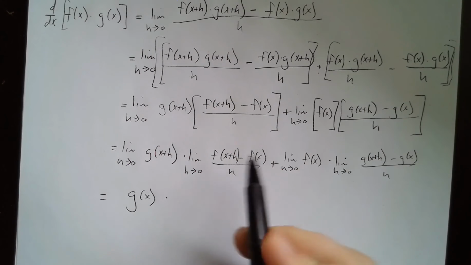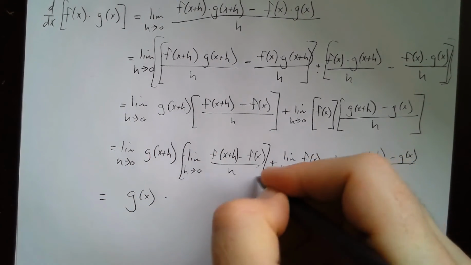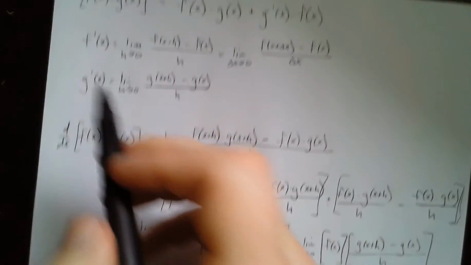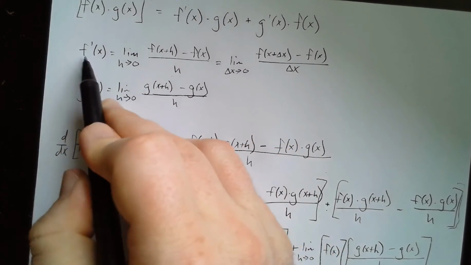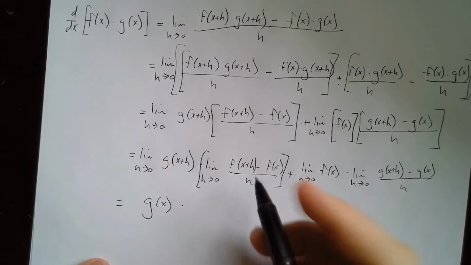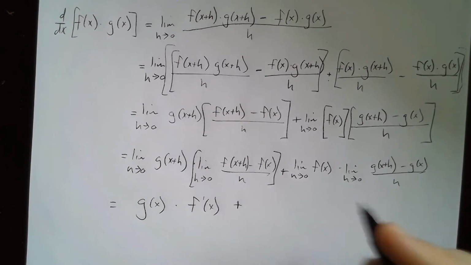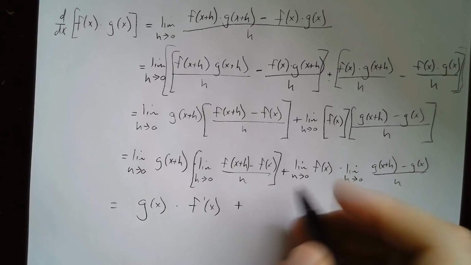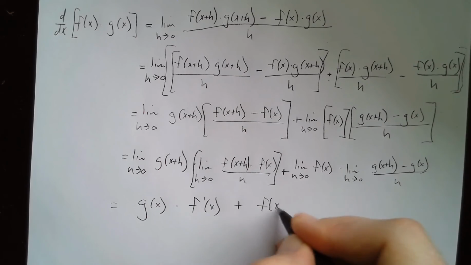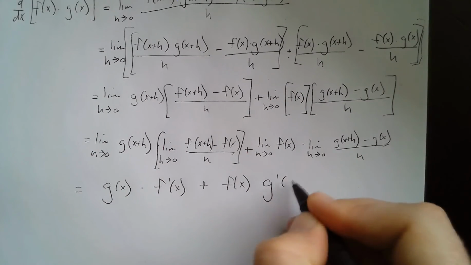Well, the limit as h goes to 0 of f of x plus h minus f of x, all divided by h, this whole thing, by the definition of the limit, is f prime. Again, notice f of x plus h minus f of x, all divided by h, that's f prime of x. This right here is f prime of x, so multiplied by f prime of x. Plus, over here, I have the limit of f of x as h goes to 0. That's just f of x, because the limit as h goes to 0 doesn't do anything to this if there's no h in there. And then this right here is simply g prime of x.